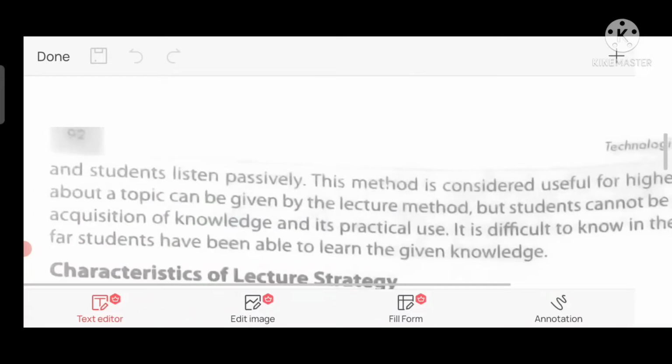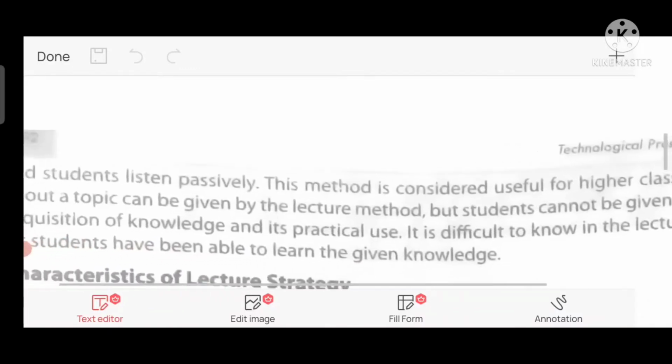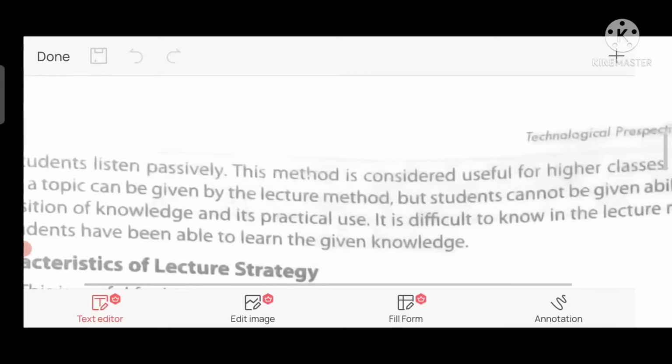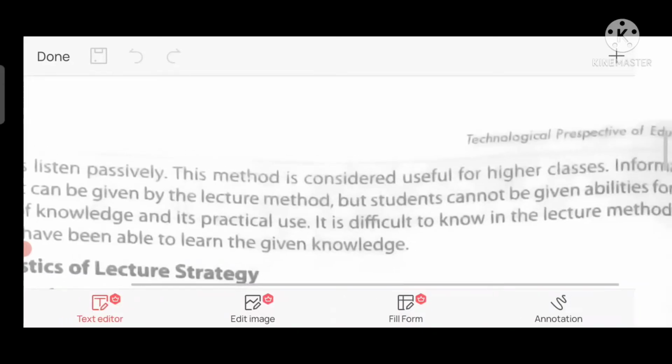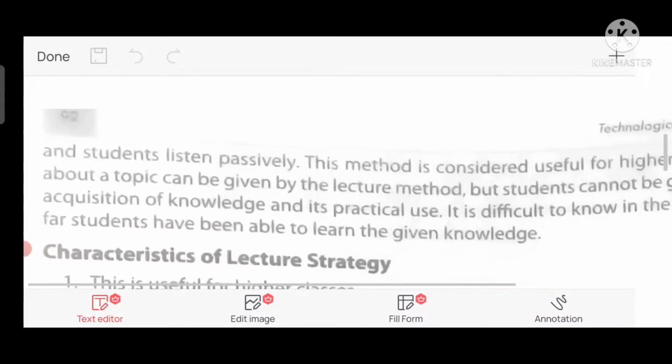Information about a topic can be given by the lecture method, but students cannot gain abilities for self-acquisition of knowledge and its practical use. It is difficult to know in the lecture method how far students have been able to learn the given knowledge.